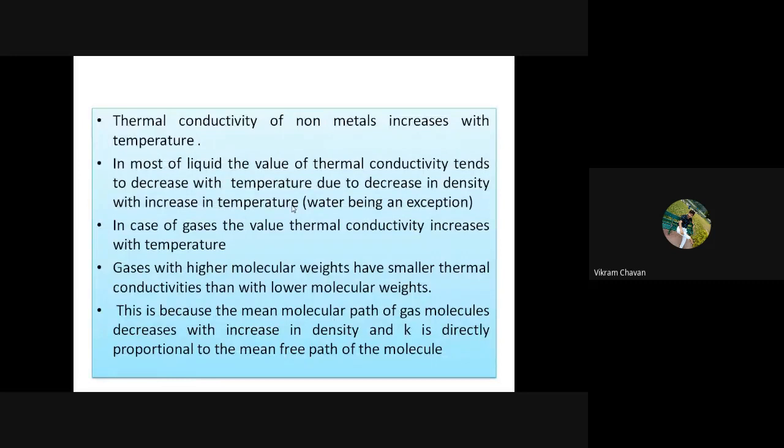Then the next point: thermal conductivity of non-metals increases with temperature.